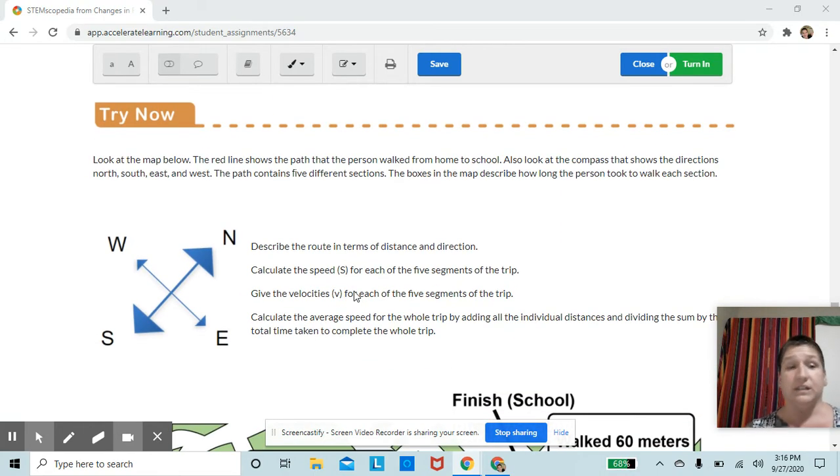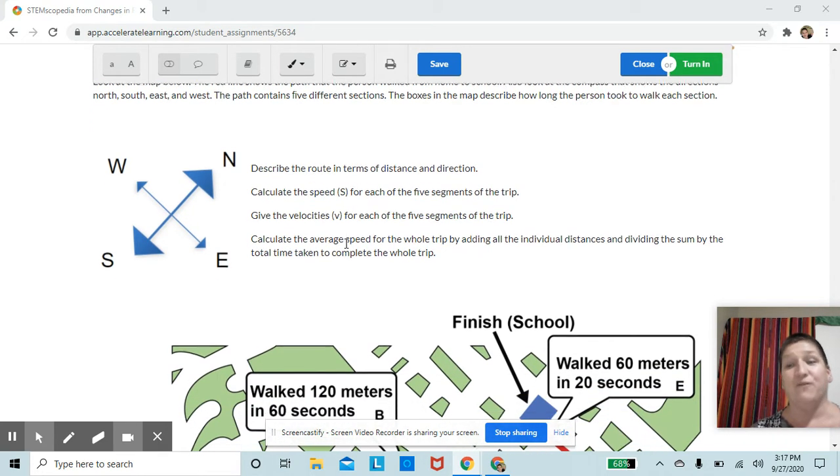So let's look at this first. It says, look at the map below. The red line shows the path the person walked from home to school, and so on. But I want to point out this compass right here. It seems a little wonky, like they took it and went, "Arr." So as you're reading your directions for your velocity, keep in mind that north randomly points somewhat to the right and west is kind of up and to the left. They made it a little more difficult than it had to be. But regardless of what we think, we're going to use that particular compass for our activity.